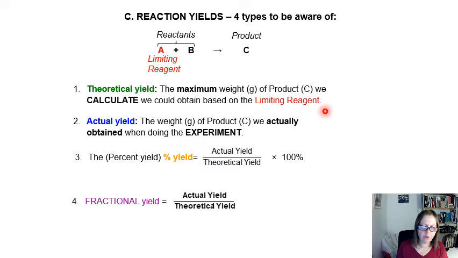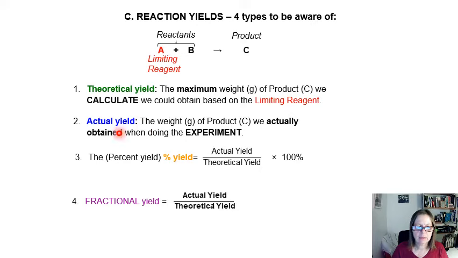Now, life is never perfect. So in fact, we often don't get the reaction going to completion. And we obtain what we call an actual yield. What is the actual experimental weight of product that we have obtained? This is what we call the actual yield, what we actually got from the reaction when we did the experiment.